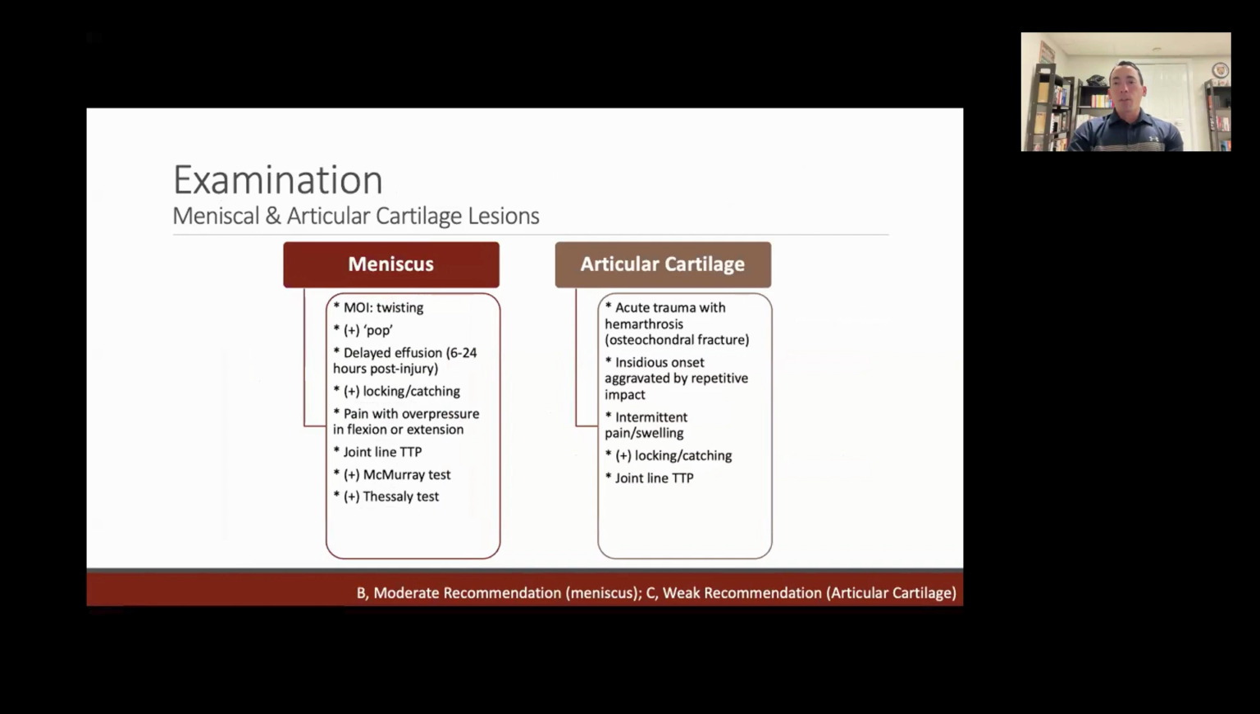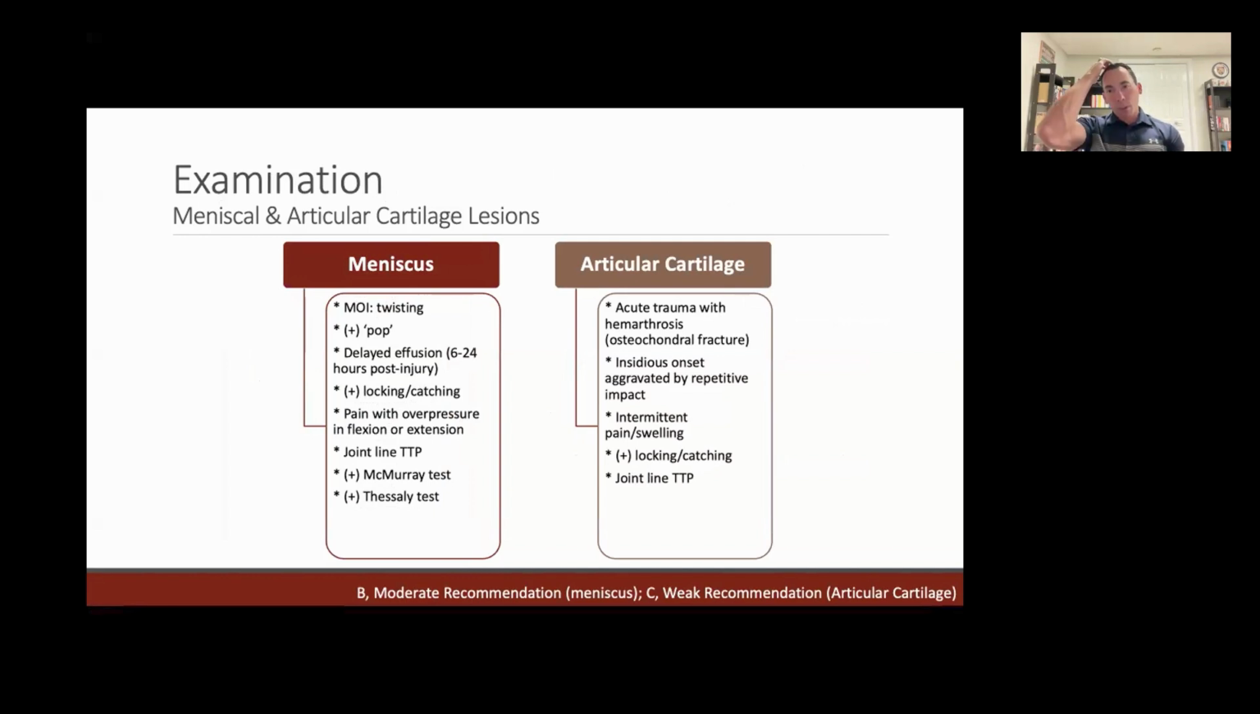The most common mechanism of injury for an acute meniscus tear is a twisting injury. Chronic meniscal tears and articular cartilage lesions do not have a typical mechanism that produces an injury, and the patient may not even remember a specific traumatic event. Patients with articular cartilage lesions frequently report that their symptoms are aggravated by repetitive impact activities like running and jumping.